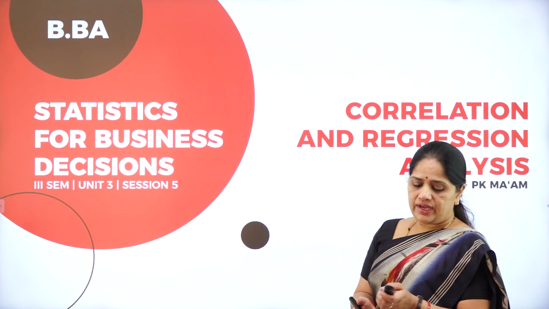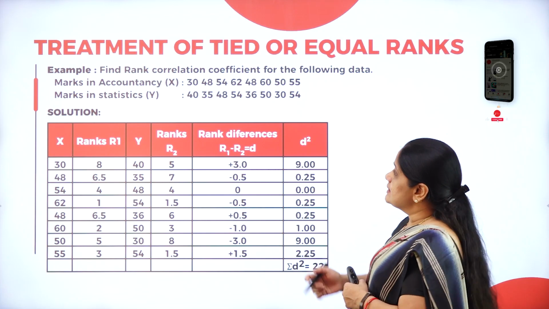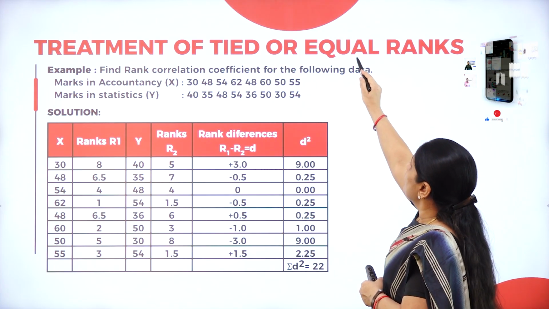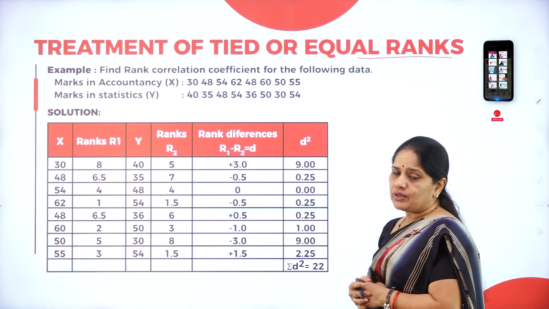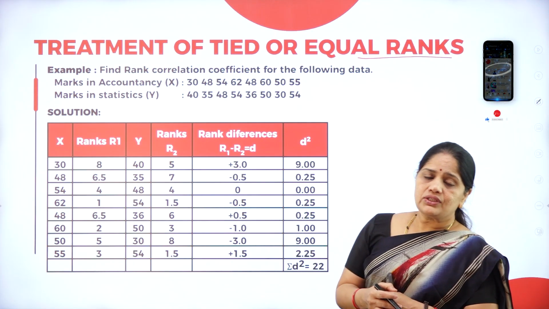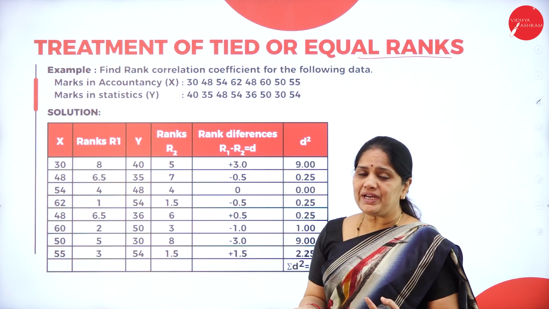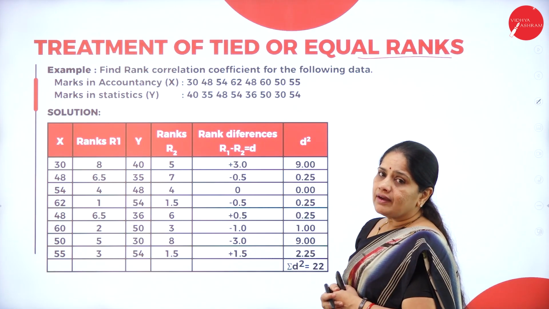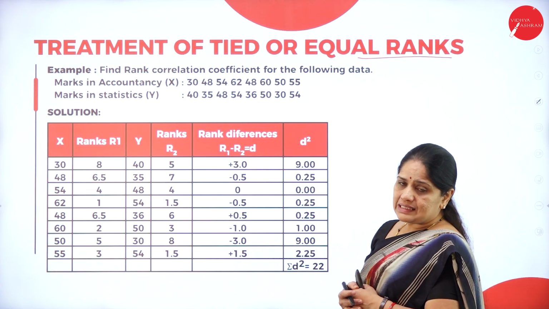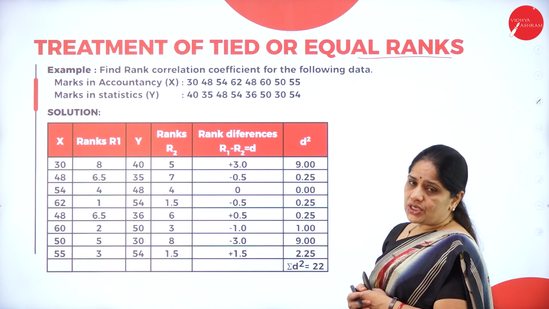In this session 5 of Unit 3, we will be working some problems on tied ranks, that is, treatment of tied or equal ranks. Now, in the previous session, I had discussed how we can calculate the correlation when there are no tied ranks, that is when there are no repeated ranks. But in this session, we'll be working out problems where there are tied ranks, that is equal rankings are given. So let us see what this session holds for us.